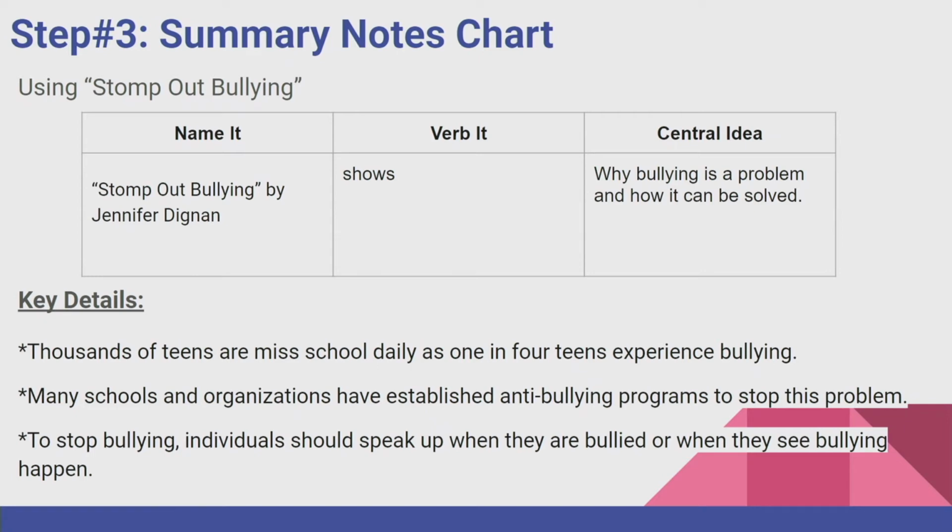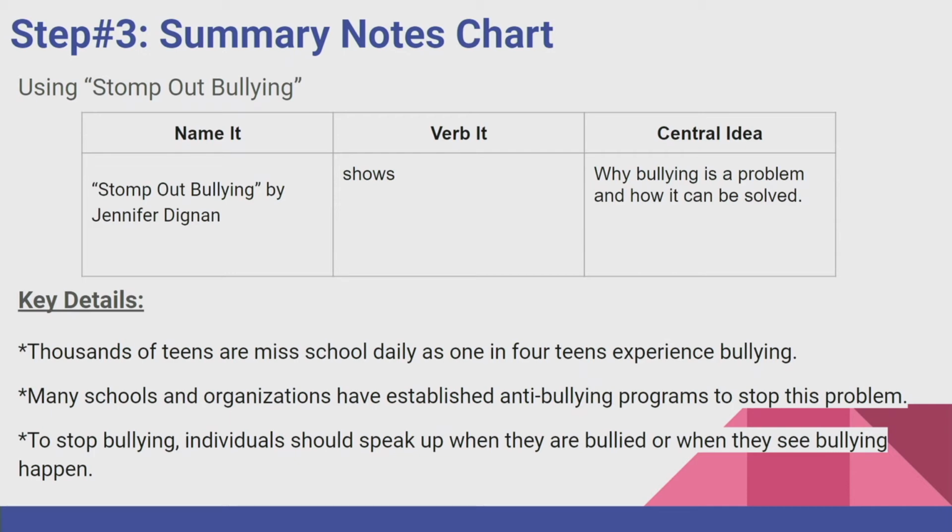Step 3. Now it's time to create a 3-column chart on your notebook paper. In the first column, label it name it, and fill in the name of the nonfiction text as well as the author's full name. The second column, please label that verb it. This is where you will include your verb that introduces your central idea. In the third column, label that central idea. Here is where you will place the central idea that you have highlighted in your nonfiction text in your own words.